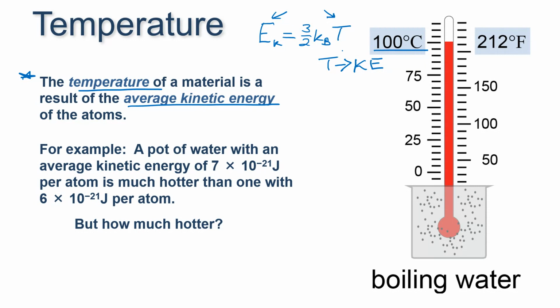Okay. So then you don't have to write down the example. We're not going to explore this too much, but a pot of water with the average kinetic energy of 7 times 10 to the negative 21 joules per atom is much hotter than 6 times 10 to the negative 21.